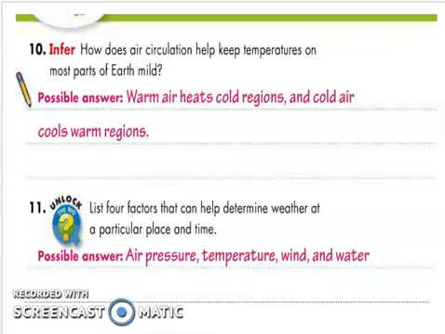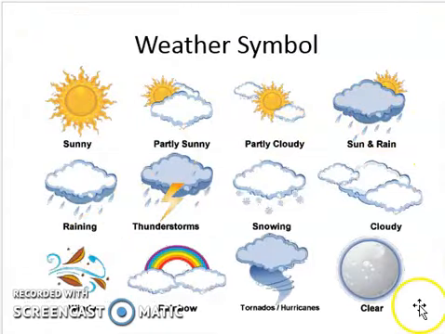Okay, so I will show you here some weather symbols that we are using. For sunny, this is the symbol. For clear sky, we have this one. For tornadoes and hurricane, this one, rainbow, windy, thunderstorm. So we use these symbols to determine the weather easily by the symbol itself.